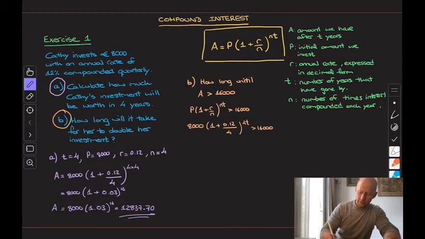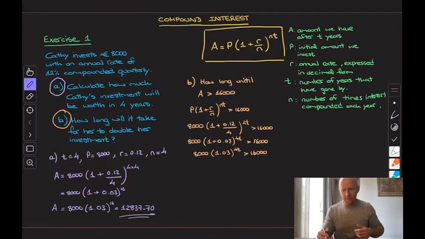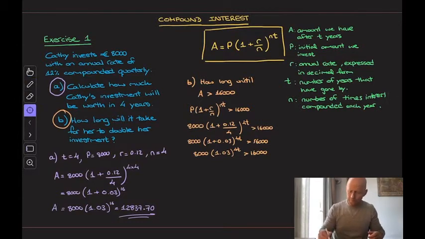And simplifying this leads to 1 plus 0.03 raised to the power of 4t greater than 16,000. And finally, we have 8,000 times 1.03 raised to the power of 4t has to be greater than 16,000, right? That's what we're trying to solve here. But now, at this stage, I find it quite useful to divide both sides by 8,000, okay?